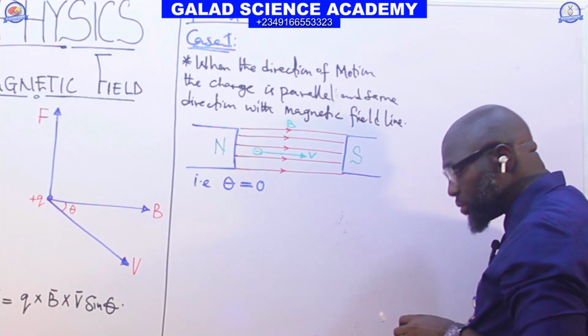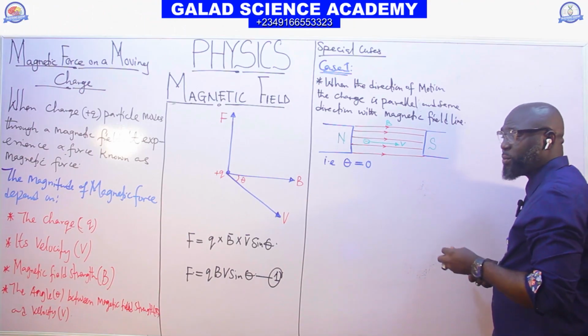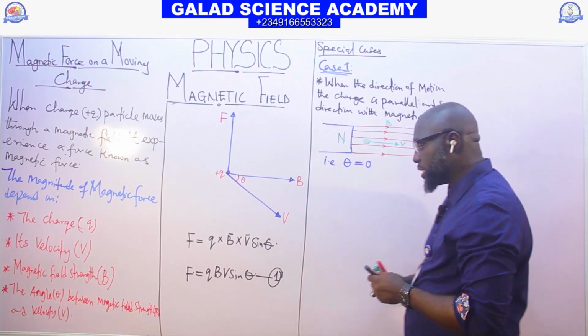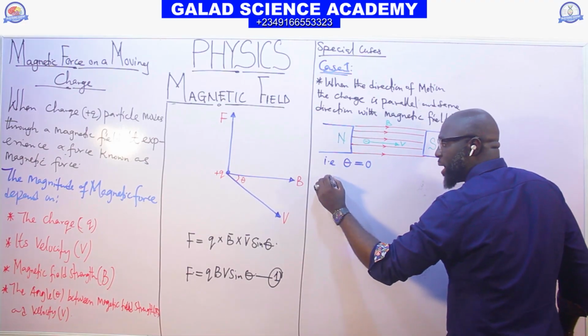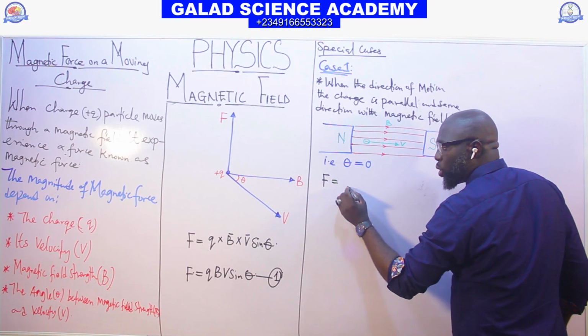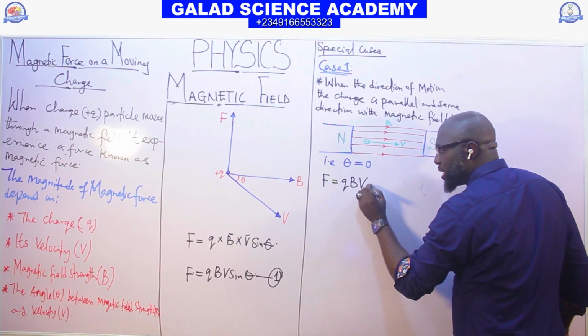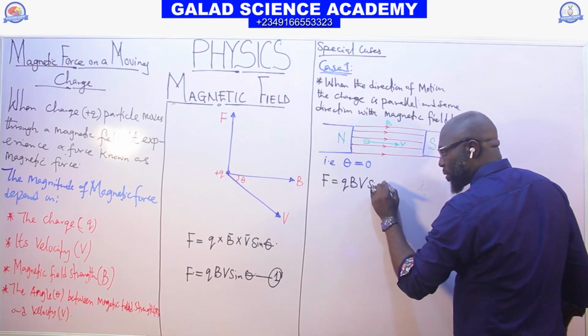So from this formula of magnetic force, we can now have the magnetic force equal to Q B V sine 0.